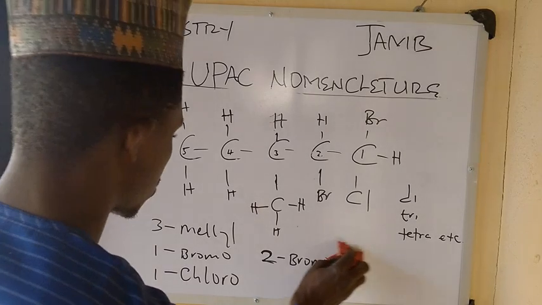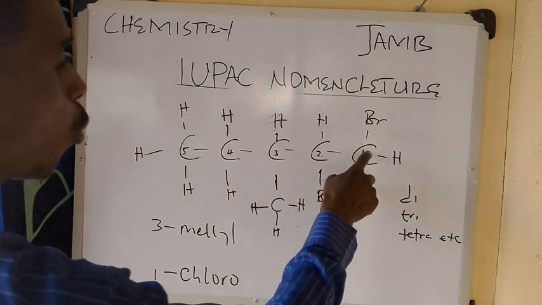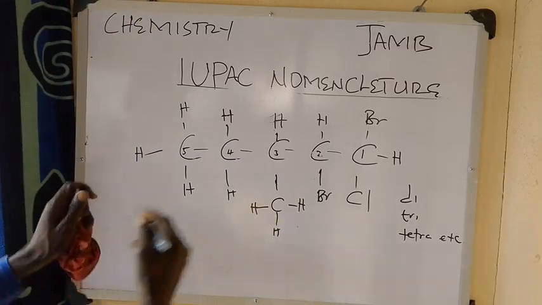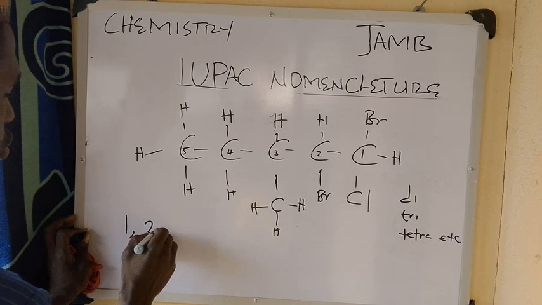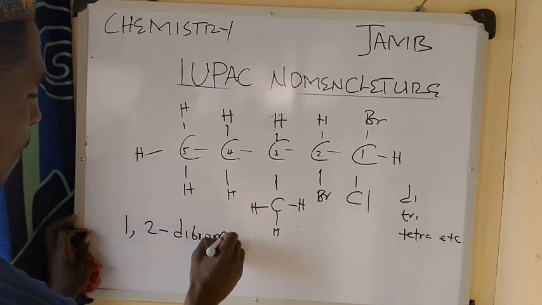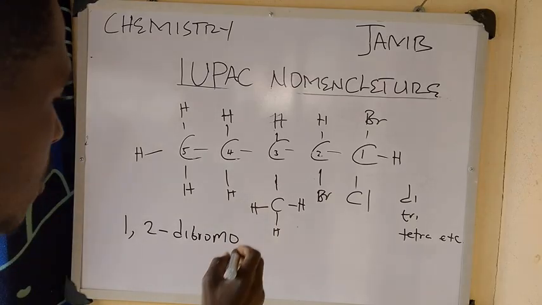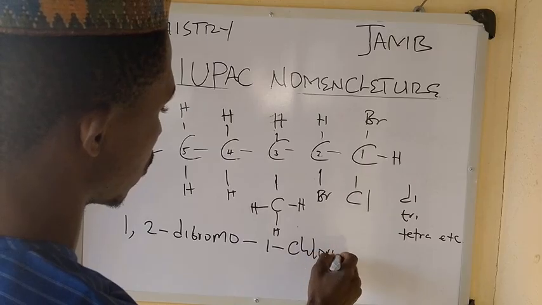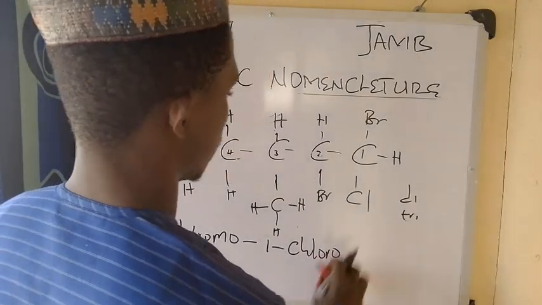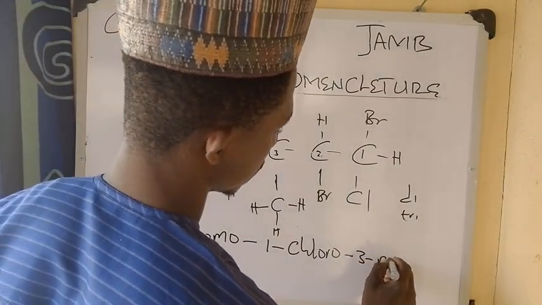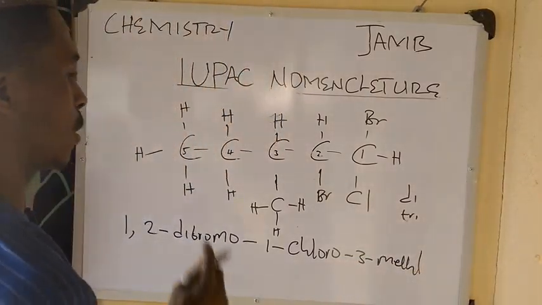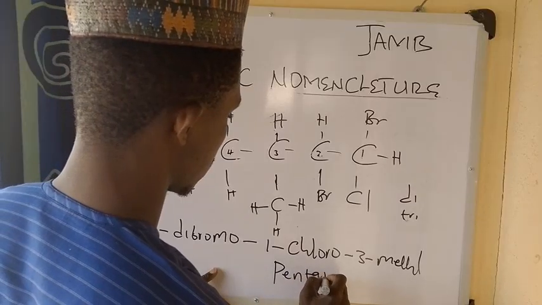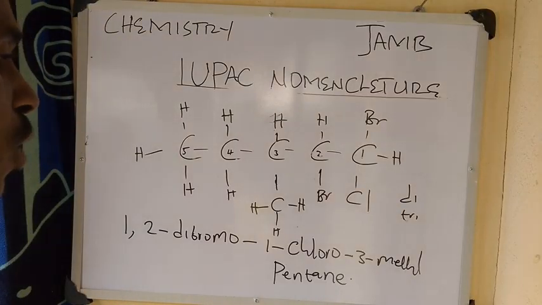Since the 2 substituents, 1-bromo and 2-bromo, are similar, you will name it with di. And how do you do that? It will now be 1,2-dibromo, slash, 1-chloro, slash, 3-methyl pentane. Pentane. So can you see how simple this thing is?